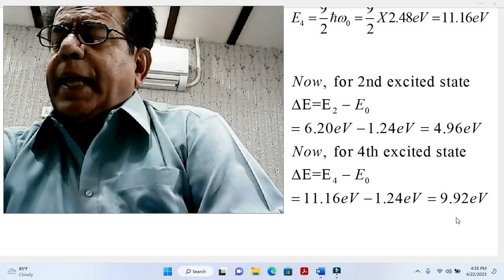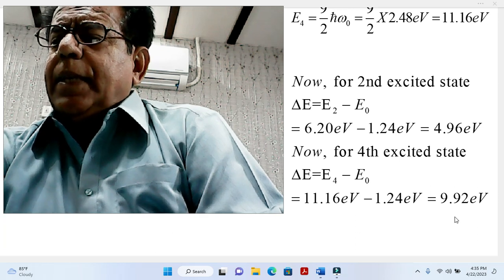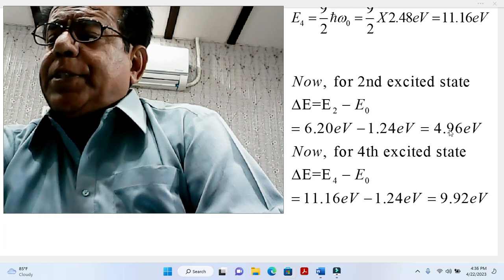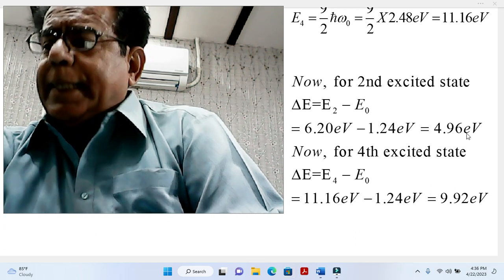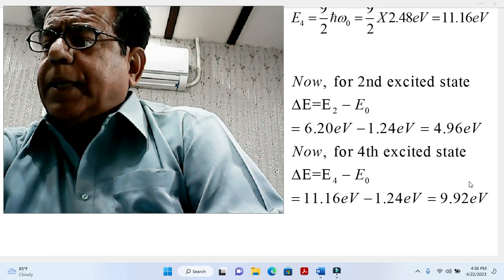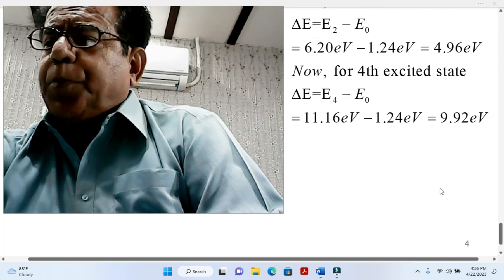Hence our problem is solved completely. We had to find two values. The first value is 4.96 electron volt, while the second value is 9.92 electron volt. And this is the end of our problem.